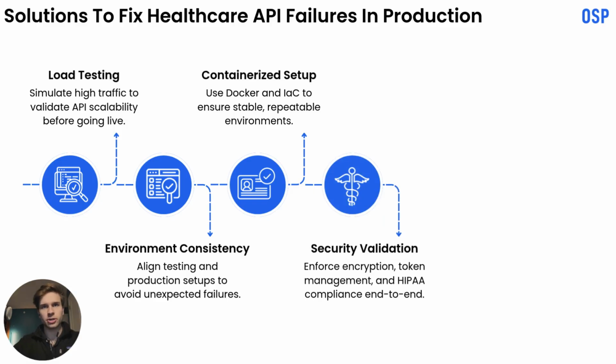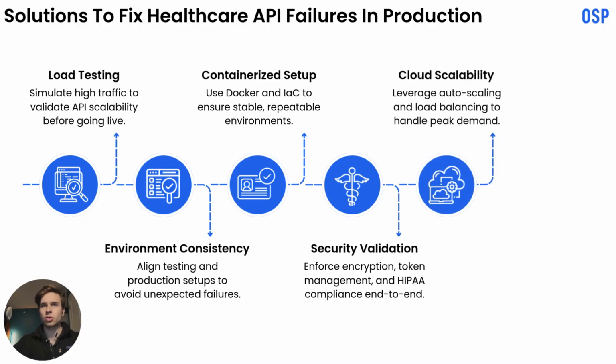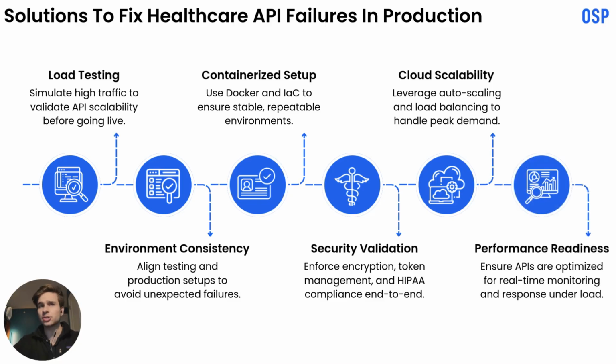Follow API security testing for healthcare best practices in both staging and production. Ensure that encryption, token expiry, and HIPAA compliance are validated throughout the lifecycle. Ensure resource allocation by utilizing cloud services like AWS or Azure for auto scaling and load balancing, so your API can handle high traffic without compromising performance.